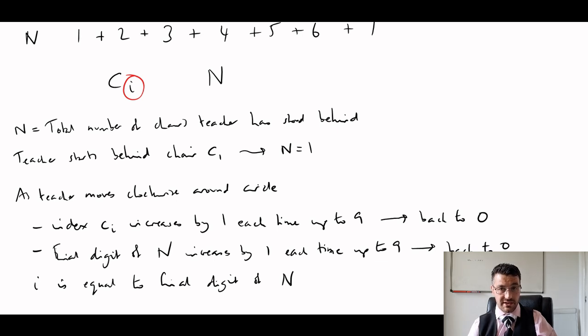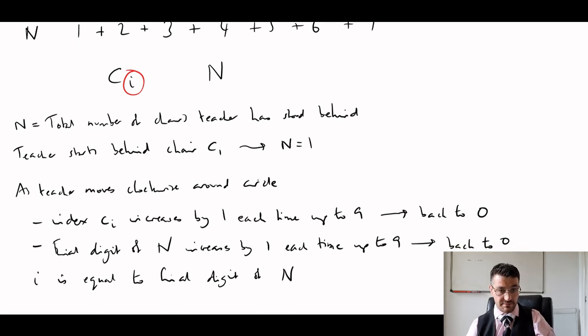because what I've shown here is that as the teacher stands behind a seat, irrespective of whether the teacher gives a sweet out or not, the final digit of N will always match the index of C_I. So whichever number child the teacher is standing behind, N is the total number of chairs or seats or children that the teacher has stood behind. These two will always match up, even as the teacher passes those seats where she doesn't actually hand out a sweet.